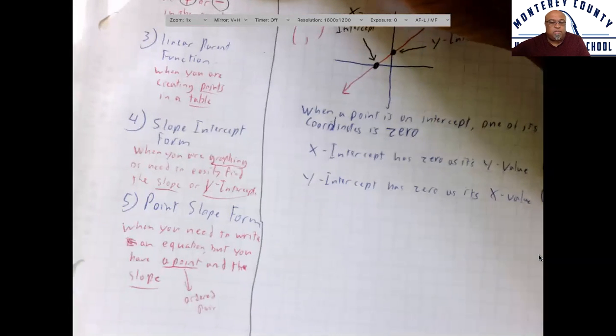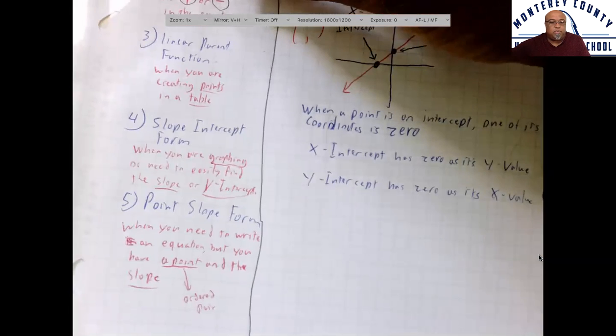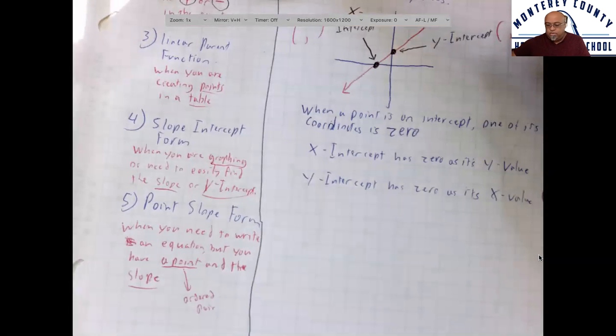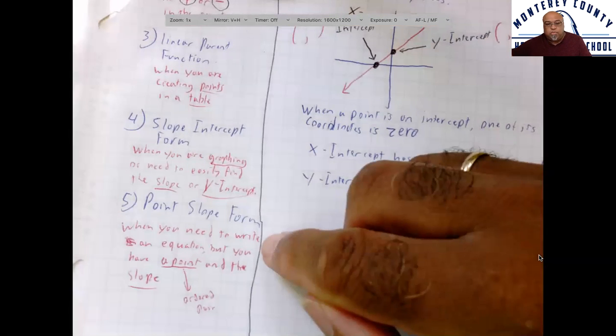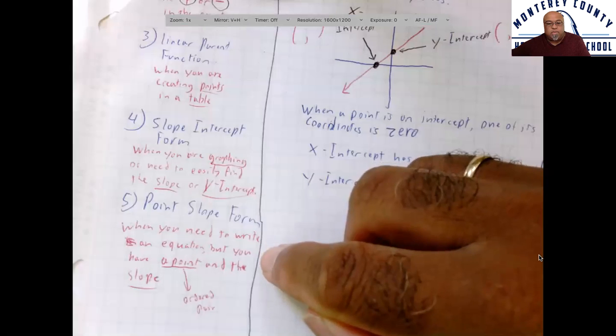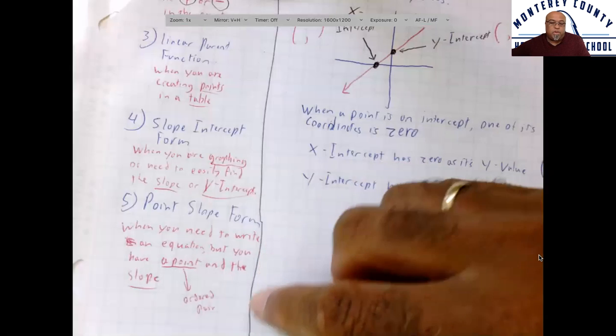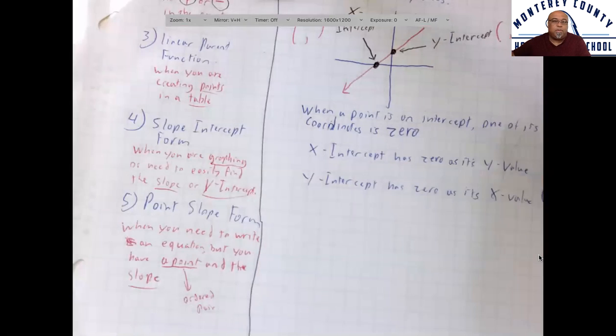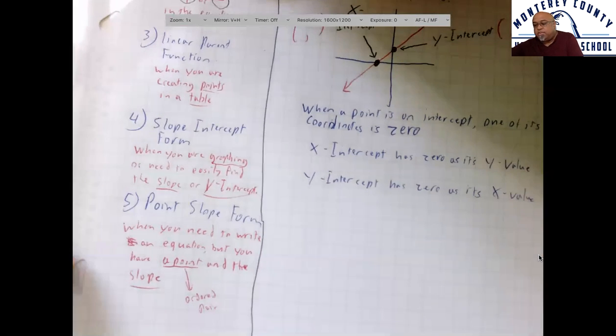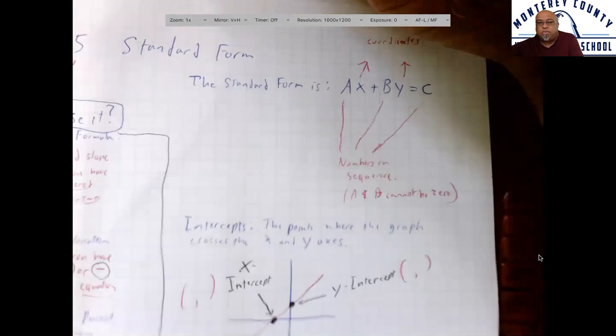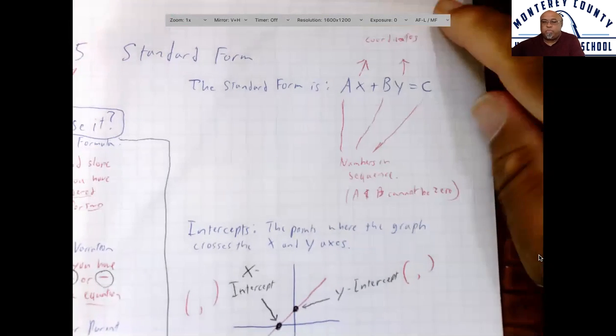Question 5 is point-slope form. When do we use this? When you need to write an equation, but you have just one point or ordered pair and the slope. So in that case, you have the basic equation like a template, and then you just plug in the right numbers into the right spots. Now that's just review, but today we're going to be learning standard form.